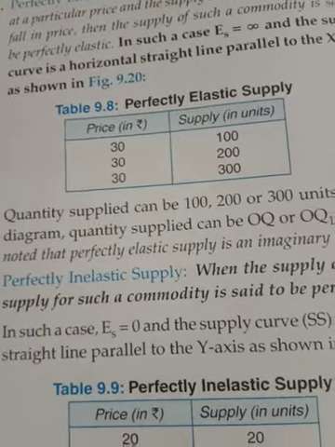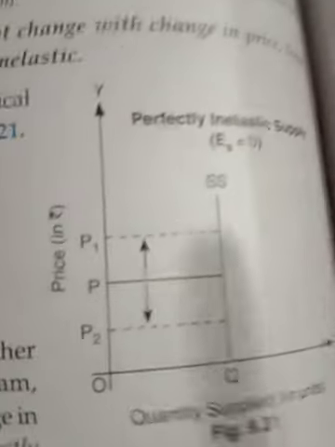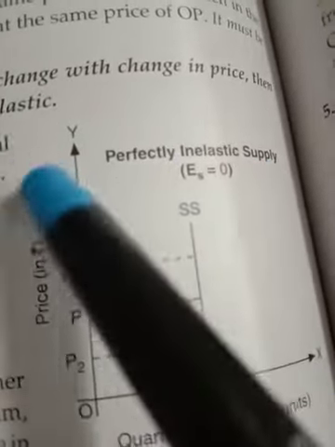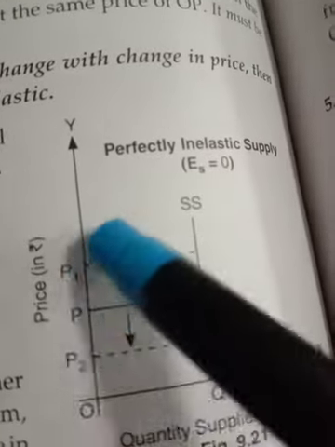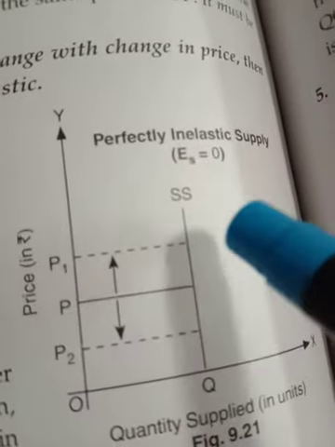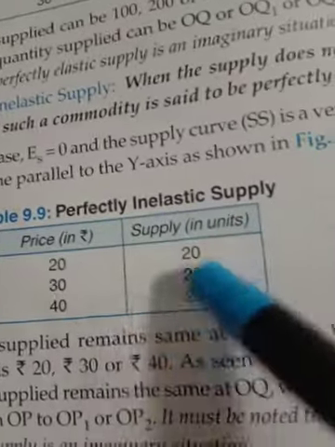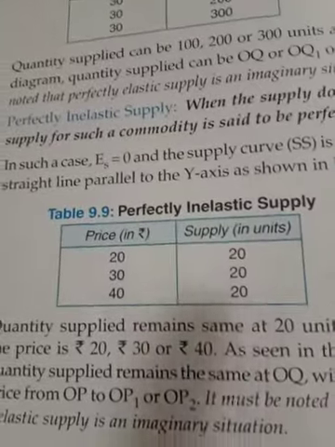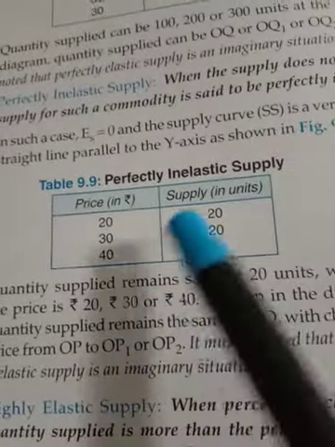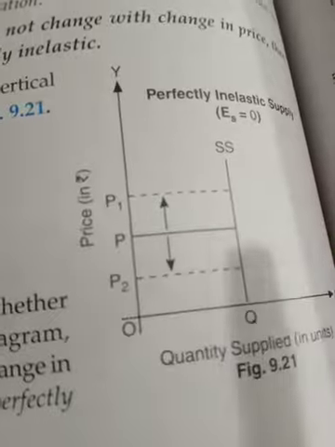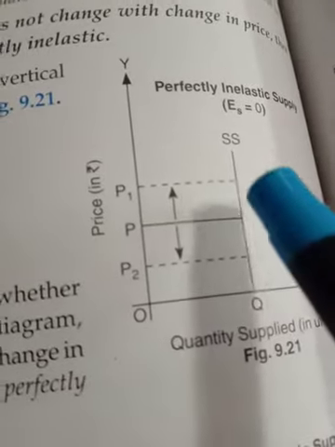Now perfectly inelastic supply. The diagram is like this. Here you show quantity supplied, here price. The supply curve is parallel to the y-axis. It means any change in price does not affect the supply. Supply gives zero response, which is why elasticity of supply is equal to 0. This is the explanation of the diagram and table. In the table, if price increases from P to P1 or decreases from P to P2, there is no change in the quantity supplied. Quantity supplied is stagnant or constant, which means elasticity of supply here is equal to 0.